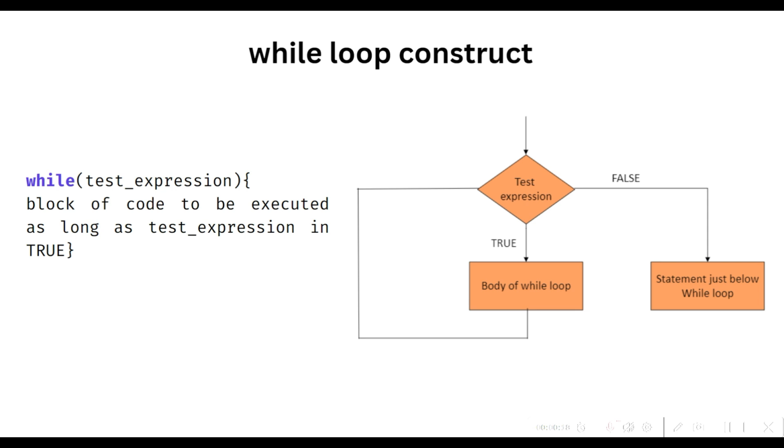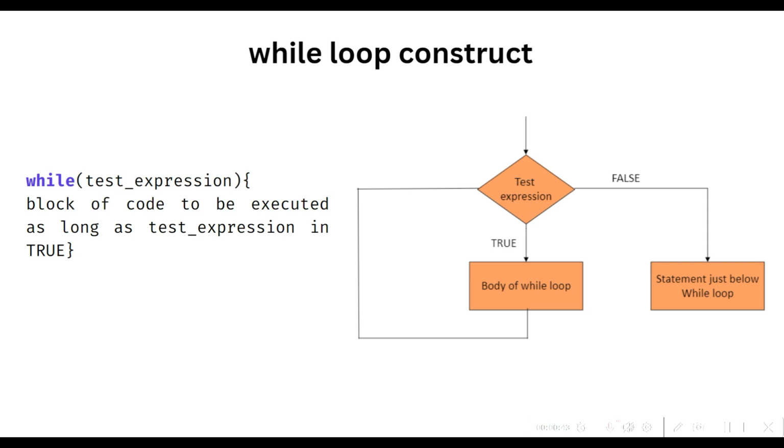The test expression is first evaluated. If the result is true, then the block of code inside the while loop gets executed. Once the execution is completed, the test expression is evaluated again, and the same process is repeated until the test expression evaluates to false. The while loop will terminate when the test expression evaluates to false.